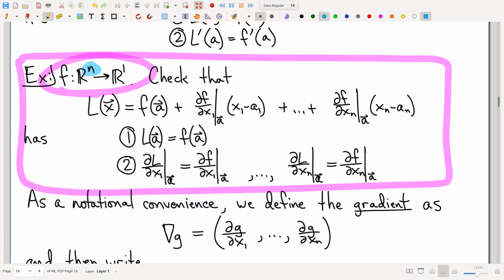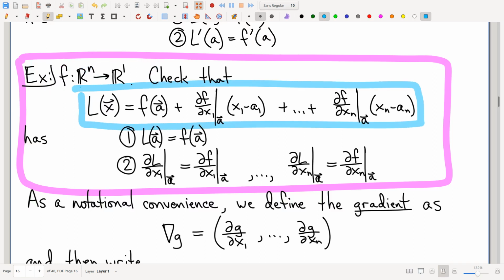Multivariable function, several input variables. Y'all can check for yourselves, and this is a really healthy exercise. This function right here is the best mimic of f at the point A, in the sense that it's got the same value as f at the point A. And it's got not only the same first partial, but all of the first partials, I should say, with respect to all of the input variables, all agree with f at the point A.